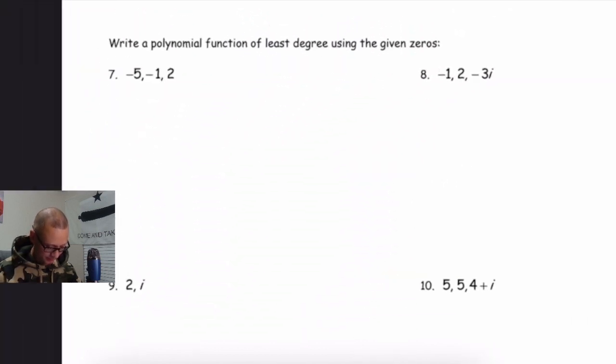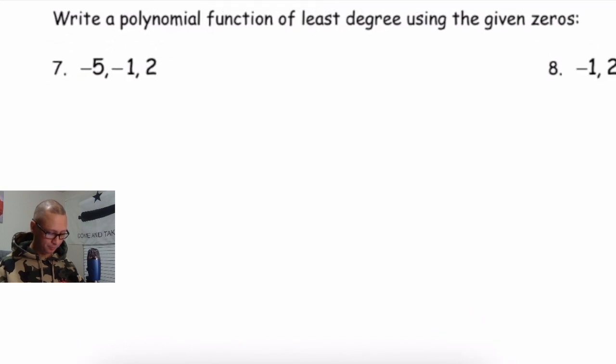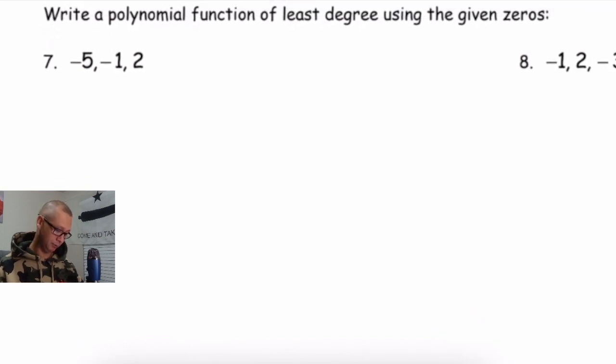Okay. Oh, even easier. So I want to write a polynomial function of least degree using the given zeros. So all I'm going to use are what they give us, unless there's a complex number, and then we know that i's come in pairs.